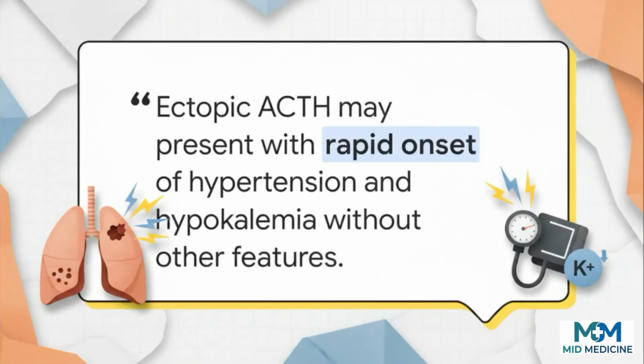Keep this quick hit in your back pocket. Not every culprit fits the classic visual profile we talked about earlier. Ectopic ACTH production, like from an aggressive lung cancer, can happen so fast that the patient literally doesn't have time to develop the moon face or the central obesity. Instead, they might just show up with rapid onset hypertension and severe hypokalemia. You've always got to keep your detective radar on for atypical presentations.